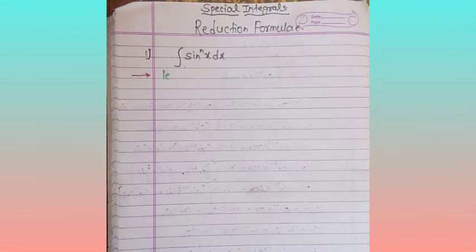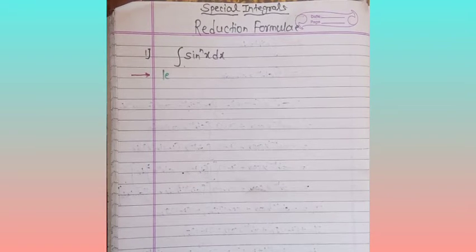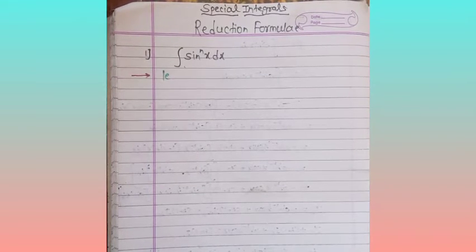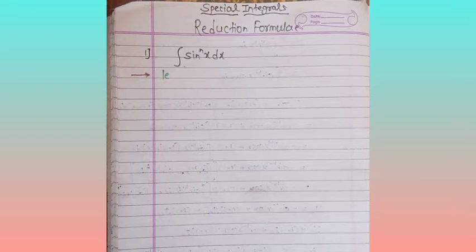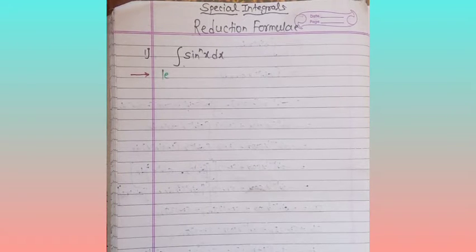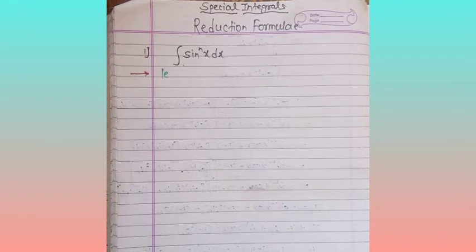So today we are going to see multivariate calculus, that is M2, in which our today's topic is special integrals, in which the subtopic is reduction formulae. It consists of basically two reduction formulas: the integration of sine raised to n x dx, and second, the integration of cos raised to n x dx. So today we are going to see the integration of sine raised to n x dx, how to solve it and what are the further usages of this formula.